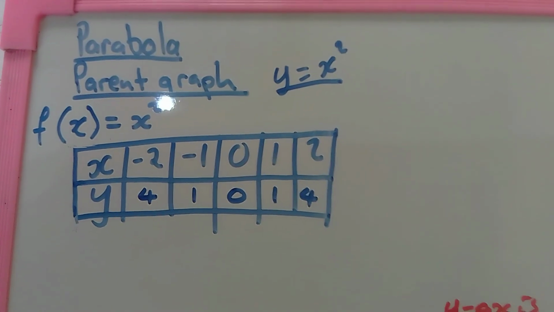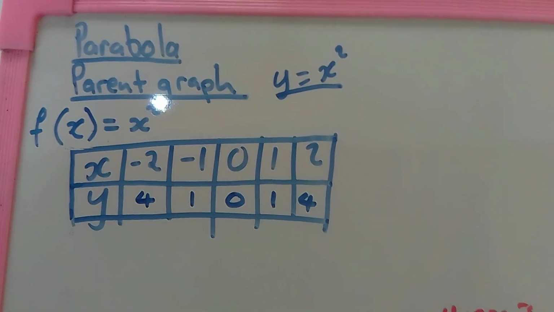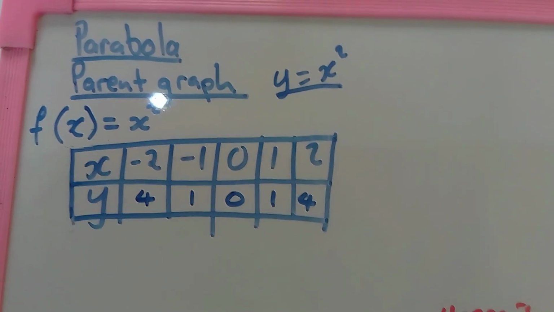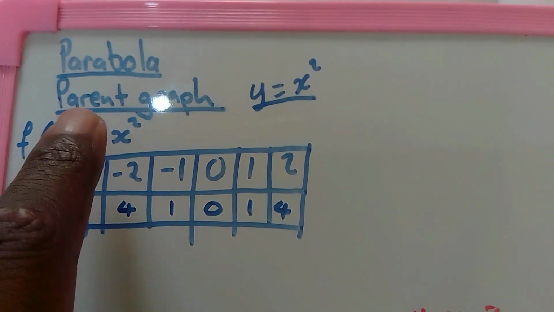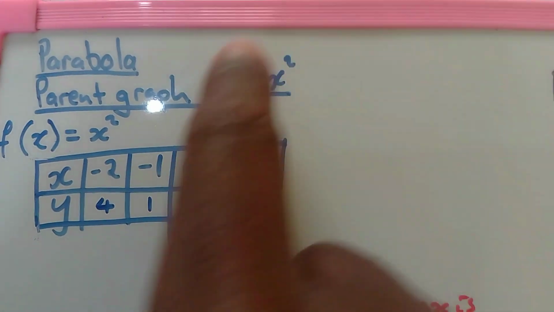All right, welcome back to part 2, graphs. Now today we're going to deal with a parabola, all right? So the first thing that we're going to deal with is the parent graph of the parabola, and its equation is y equals x squared.